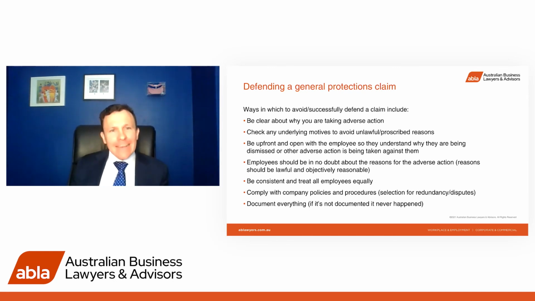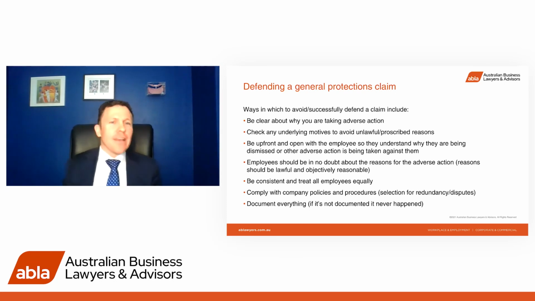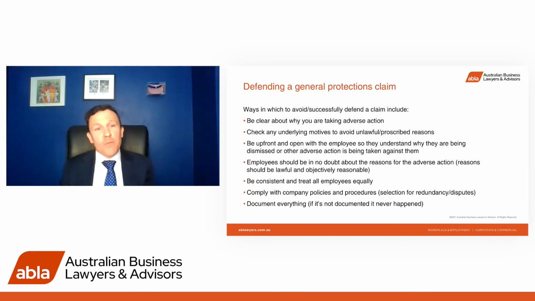You've got to be clear as to why you're taking adverse action against people. We occasionally hear, well, we don't need to tell them. It's a casual employee. We don't need to give them a reason as to why we're not going to give them any shifts. If you don't give a reason, it opens you up to the allegation that you're acting for an unlawful reason, and you're going to have to disprove that. So if you've got no evidence, if you've got no paper trail, if you've got nothing, it's going to be difficult.